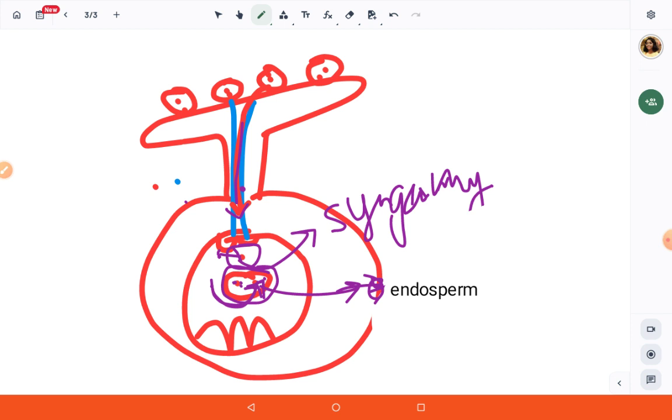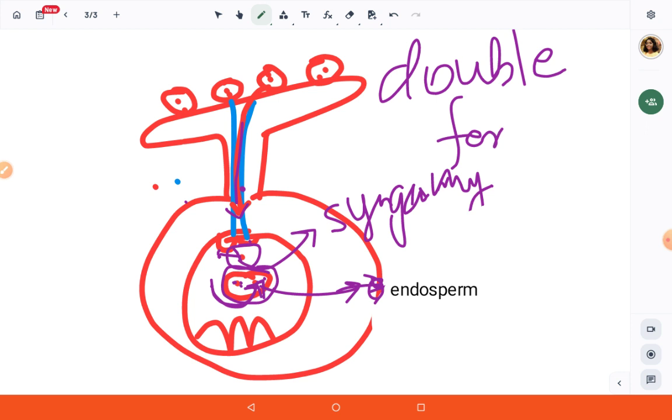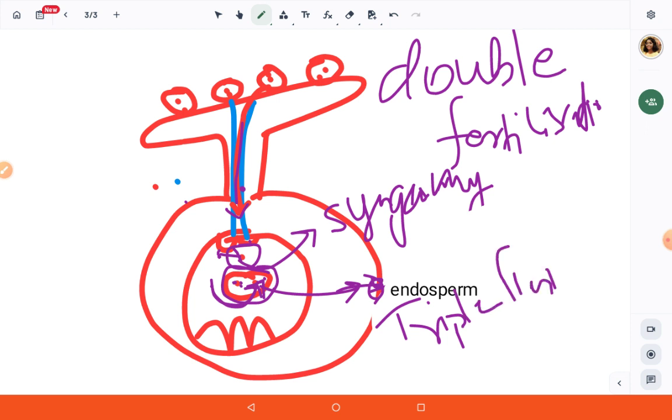Why double fertilization? Because one time the male gamete is fusing with the egg, the other time it is fusing with the polar nuclei. So which kind of fertilization? Double fertilization is taking place. And which kind of fusion is taking place? Triple fusion is taking place. Remember, fertilization is double and triple fusion is taking place. Why triple fusion? One time it is fusing with 1 egg and the second time with 2 polar nuclei. So 2 plus 1 is 3. So triple fusion and double fertilization. I hope that is clear.